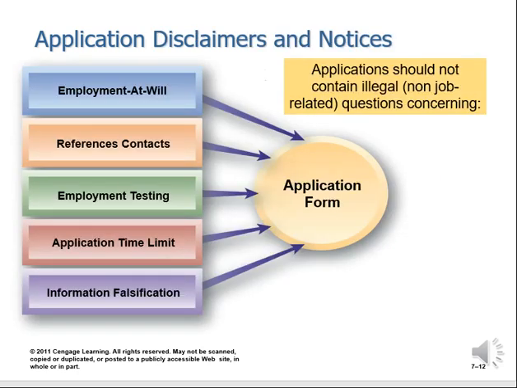It's important for applicants to know this information, so companies should provide this to them: whether the employment is at will or not, or is contract-based employment, references, any tests that need to be performed to make sure the person fits the criteria, how long the application process would be, right? And also what would happen if there's any false information. Generally, falsified information would result in termination of a job.